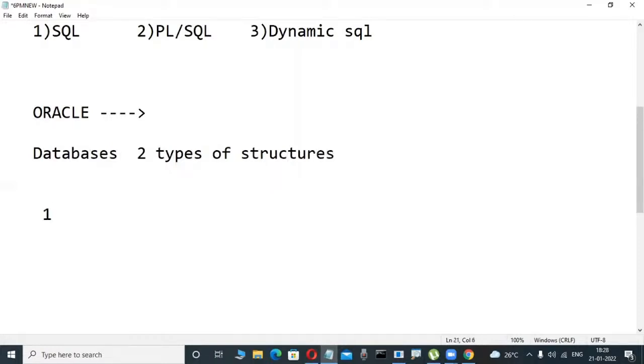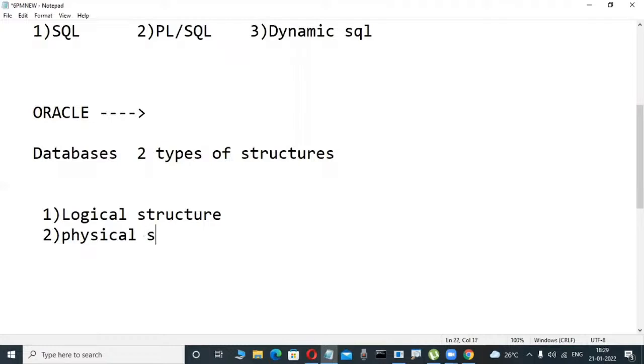Does anybody have an idea? Suppose you are taking Oracle, SQL Server, MySQL or DB2, any relational database software you are installing in your system: two types of structures are there. One is the logical structure. Database means it is a place where we can store structure. Another one is the physical structure.